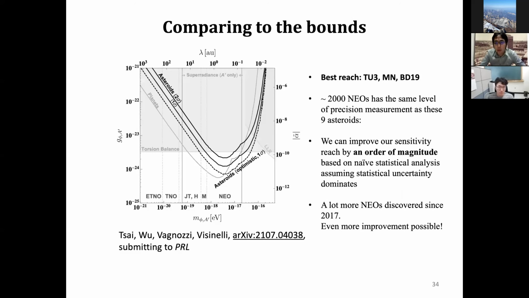One more thing I want to say is that there are 2,000 near-Earth objects. They are at the same level of precision as these 9 asteroids. So we really should go study all these 2,000 near-Earth objects. And every day new near-Earth objects are being found and studied very well. So we can potentially improve this by 1 or 2 orders of magnitude. Maybe 1 order of magnitude is possible. So maybe we can at least reach this optimistic range for 2 sigma, or maybe even better. But we really need to run the whole program, so that's something we're developing right now.